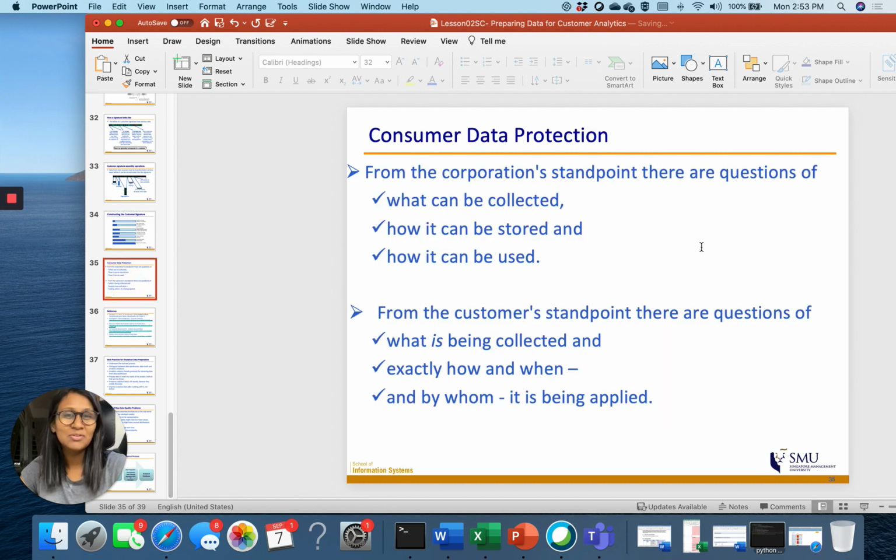Lastly, I want to talk about customer data protection. We had an online discussion on this topic as well. From the corporation standpoint, the company is always thinking about what can be collected, how it should be stored, and how to make that information useful. But from the customer standpoint, you're thinking: do I know everything that's getting collected? Do I know exactly how and when it is being used, and who has access to it? That is where the Personal Data Protection Acts have come into play, and it's taken very seriously by governments and organizations.